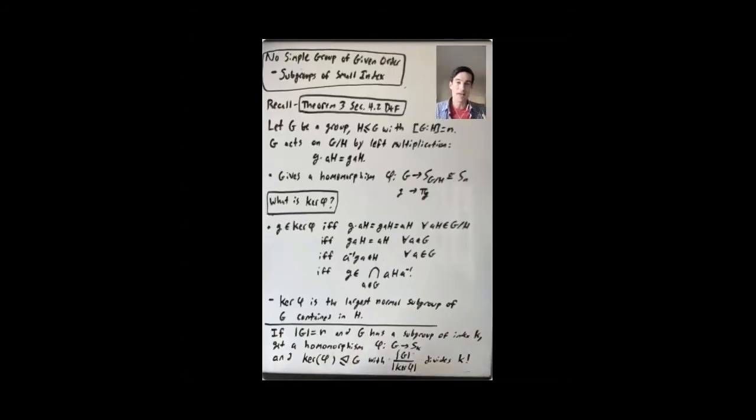So the other thing that would still be okay here is if the kernel was trivial, if this map was injective, so that we wouldn't be getting a proper non-trivial normal subgroup. So we would be getting, in that case, that the kernel of phi is trivial. So we would need to have the order of G divides k factorial. Okay, so I'm going to pause and erase, and I will summarize the discussion that we have just had in a really useful way to show that there are no simple groups of given order.